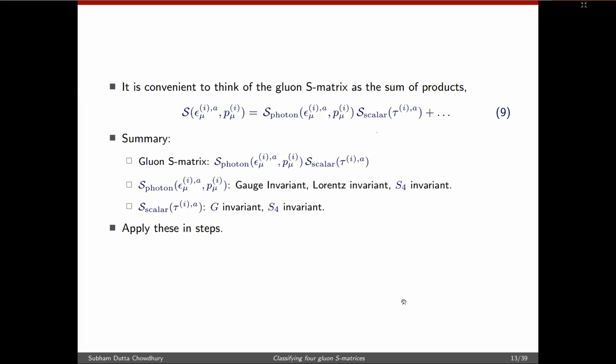And we apply these in steps. Well, the gauge invariance part was immediately clear. You now absolutely realize that the photon S matrices must come from local Lagrangians built out of F's, right? And then you apply these in steps.